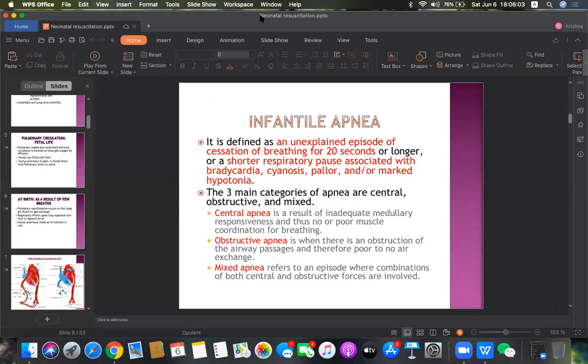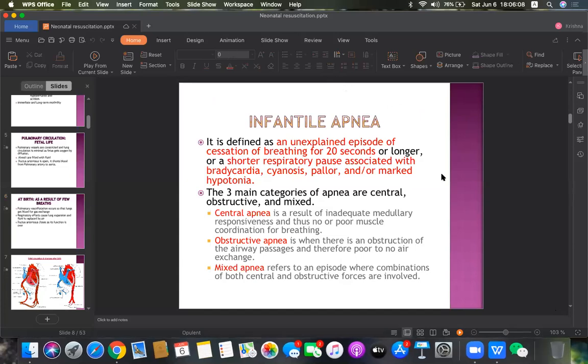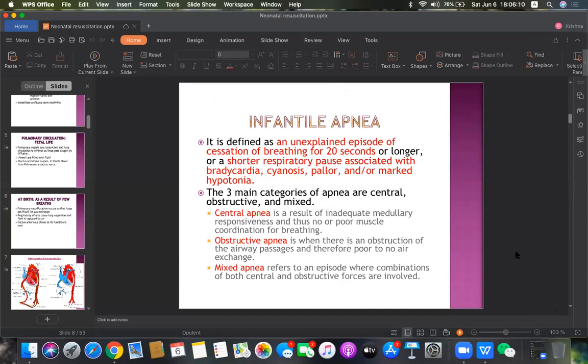Yes, let's talk about what you mean by apnea. What do you mean by infantile apnea? Now, see here. Apnea, the definition is important here. Okay.